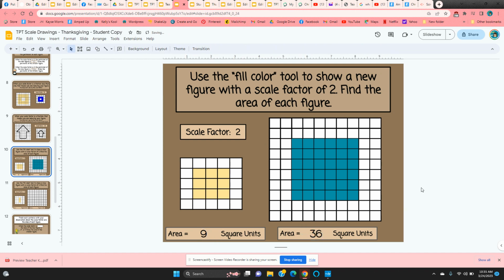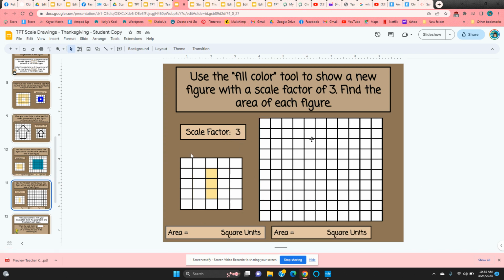If you look at the difference, it's times 4. So it would be the scale factor squared. 2 to the second power is 4, so you just multiply the smaller area times 4. It's the scale factor squared. Same thing on the next figure.